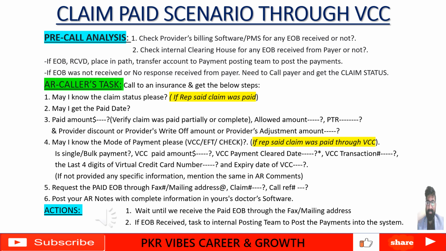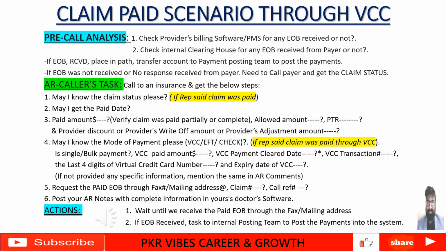After that, ask for complete payment details, like what is the paid amount, what is the allowed amount, and is there any patient responsibility? If the rep says yes, there is a patient responsibility, then you ought to ask what is PR1 deductible, what is PR2 coinsurance, what is PR3 any copay for this patient. So in this way you have to frame the question.